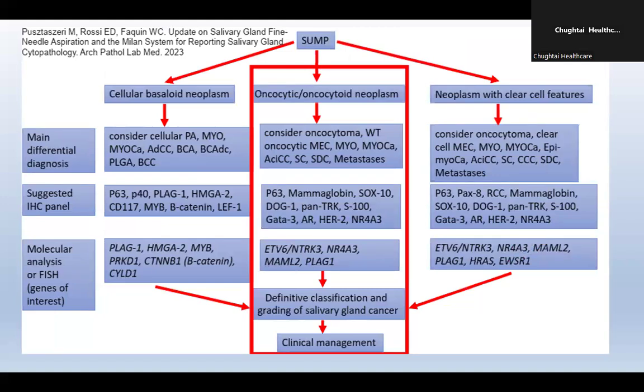So if we are considering SUMP as our potential diagnostic category on the cytology and the cell block, then as in our case, the cytology was an oncocytic or oncocytoid neoplasm. The differential diagnosis to consider was Warthin, oncocytic mucoepidermoid carcinoma, myoepithelioma or myoepithelial carcinoma, adenoid cystic carcinoma, or secretory carcinoma. So then we apply the relevant IHC panel to reach the definitive diagnosis.